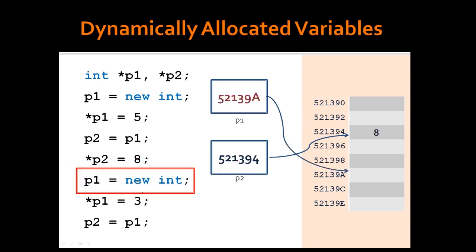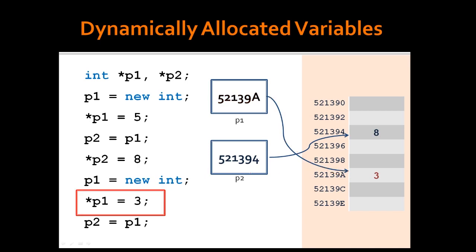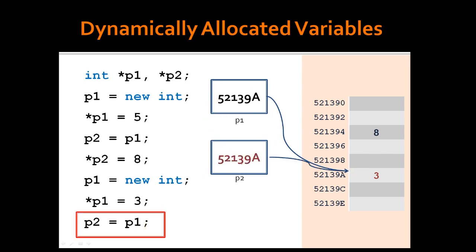Now, when I say make a new integer, that's going to create a new integer over here on the heap with a new address, and that address, which is 52139A, is now what is inside of p1. So when we say *p1 = 3, that's going to take the 3 and put it into the address that we talked about here. Finally, if we do p2 = p1, we take the value of p1, which is 52139A, and move it down in there. Okay?